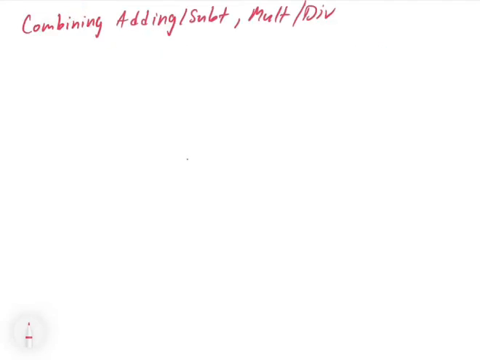So in the second to last part of this video, we're going to put it all together. So we're going to look at how we combine adding, subtracting, multiplying, and dividing. And the rule is that you have to use order of operations.